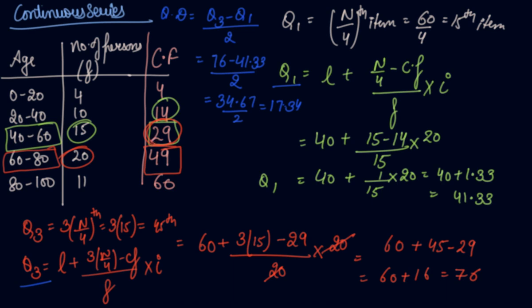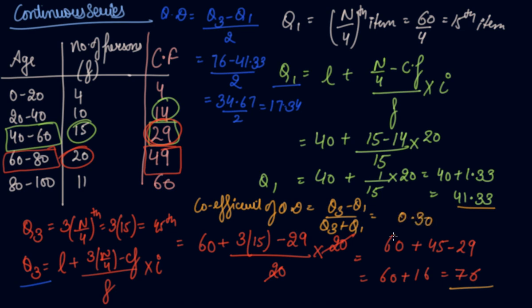Now you can find out the coefficient of quartile deviation, Q3 minus Q1 divided by Q3 plus Q1. So you can put the values of Q3 and Q1 and you can get the answer. So the answer is 0.30 approx. So this is how you find out your quartile deviation in the case of continuous series.